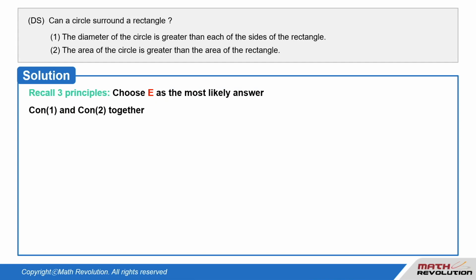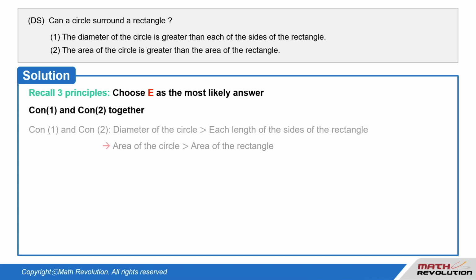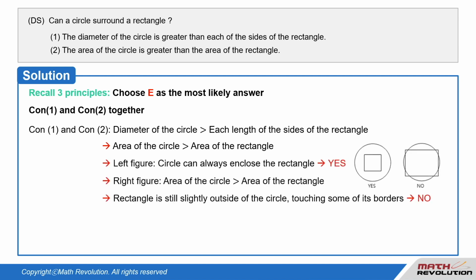Let's take a look at conditions 1 and 2 together. Conditions 1 and 2 give us that the diameter of the circle is greater than each length of the sides of the rectangle, and the area of the circle is greater than the area of the rectangle. As seen in the left figure above, the circle can always enclose the rectangle. In this case, the answer to the question is yes.